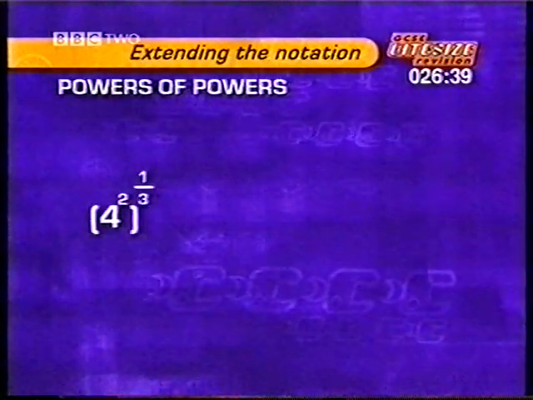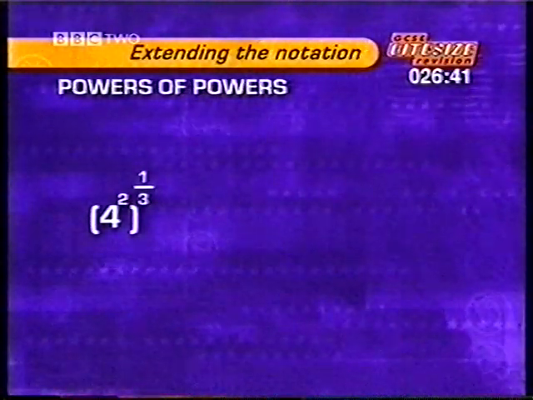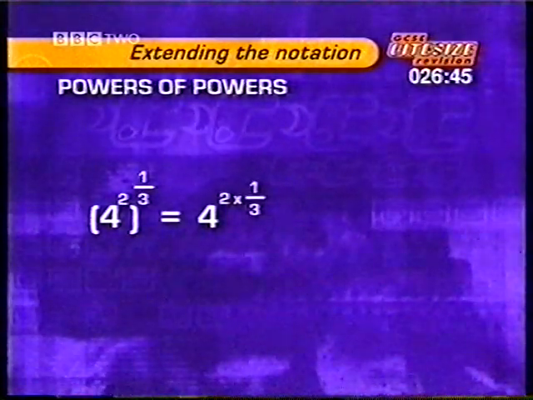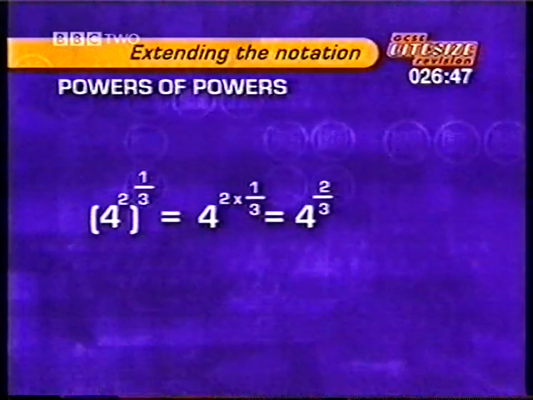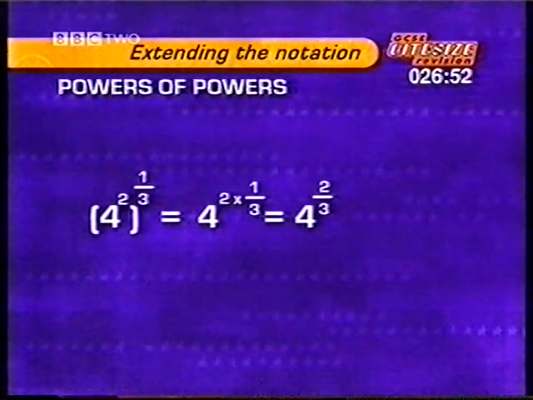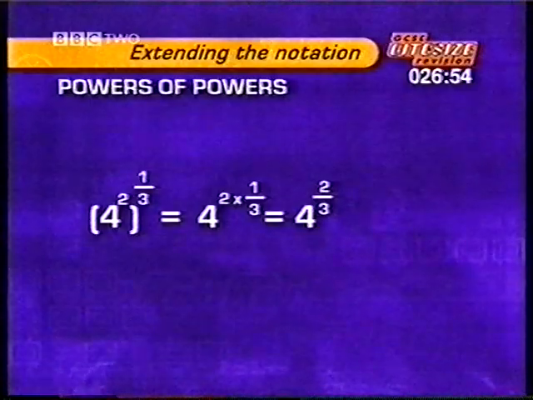This also works with fractional powers. What is 4 to the power 2 to the power 1/3? The multiplication rule gives 4 to the power 2 times 1/3, which is 4 to the power 2/3. Using what we already know about powers, this is the same as the cube root of 4 squared.